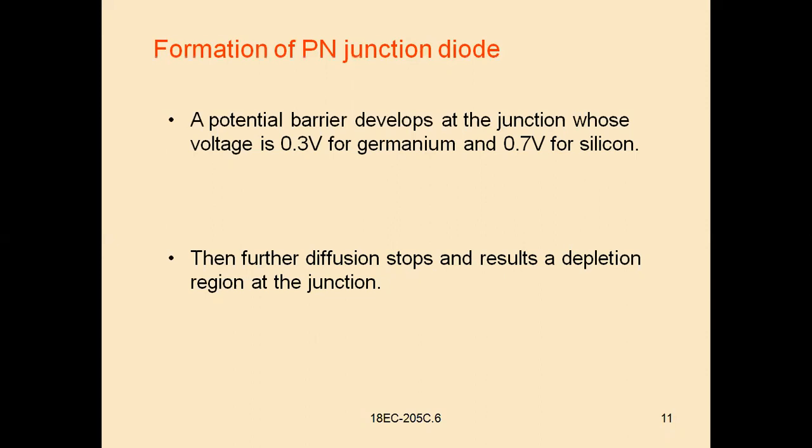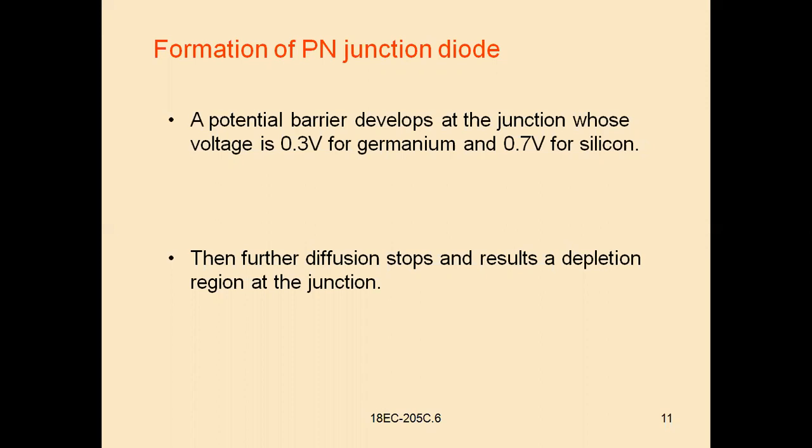So here at the junction, a potential barrier is going to develop whose voltage is equal to 0.3 volts for germanium and 0.7 volts for silicon. Whenever this voltage is applied at the junction, the diffusion is going to stop. Until then, what happens? The diffusion will stop.